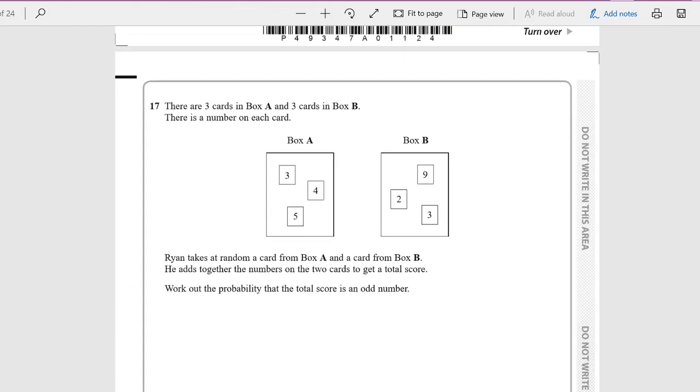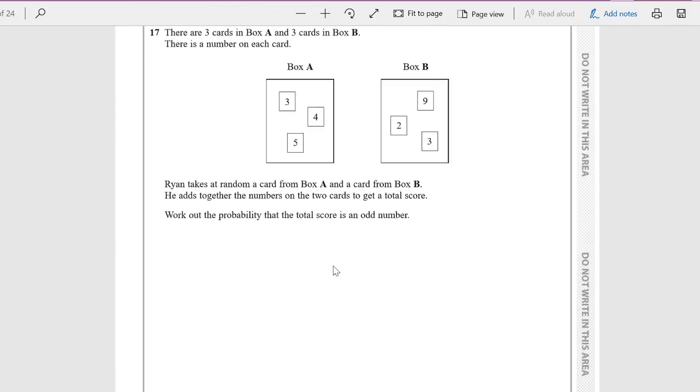Question 17. So the question says, there are 3 cards in a box A and 3 cards in a box B. There is a number on each card. So it says 3, 4, 5, 2, 9, 3. Ryan takes out a random card from box A and a random card from box B. He adds together the numbers on the 2 cards to get a score. Work out the probability that the total score is an odd one.